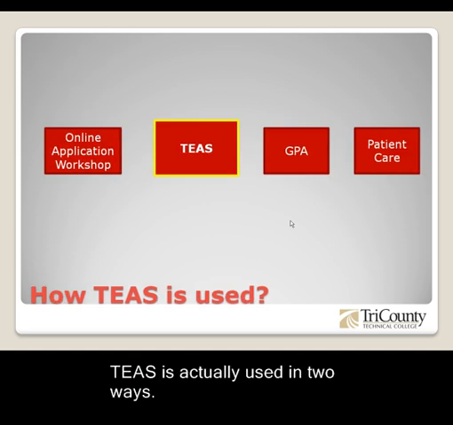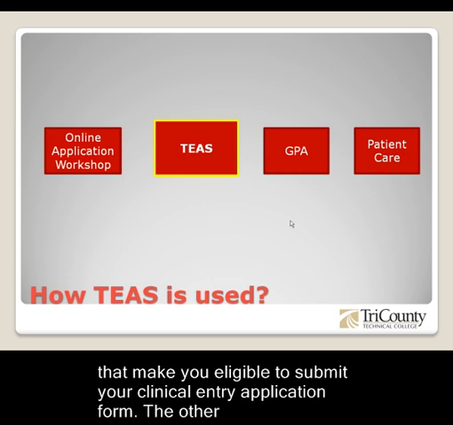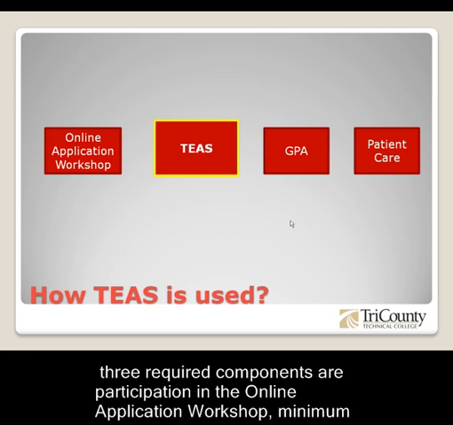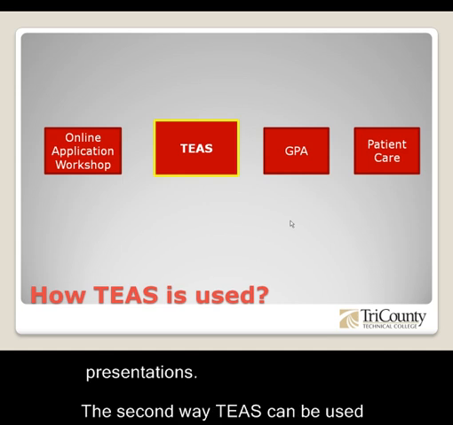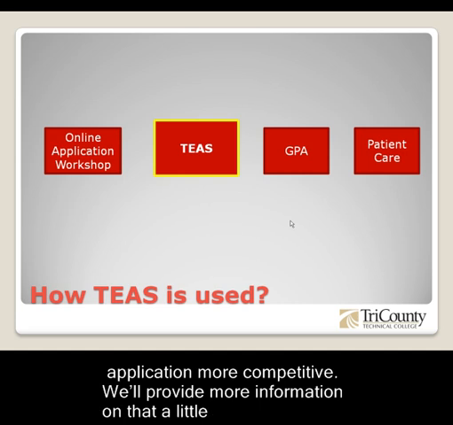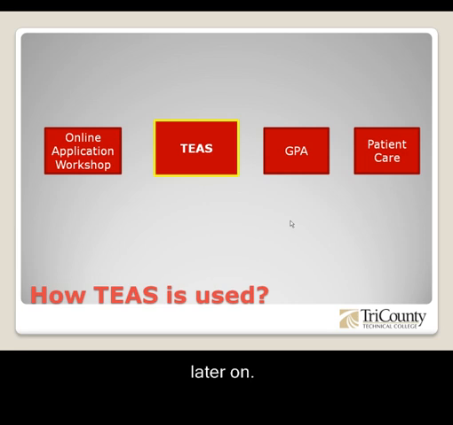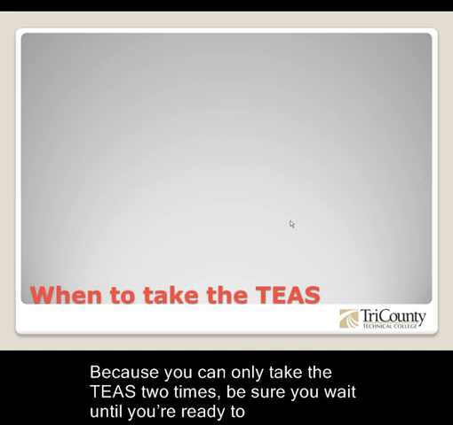TEAS is actually used in 2 ways. First, it's one of the 4 required components that make you eligible to submit your nursing clinical entry application form. The other 3 required components are participation in the online application workshop, minimum GPA, and patient care training. Those components are described in separate presentations. The second way TEAS can be used is by helping you make your application more competitive. We'll provide more information on that a little later on.